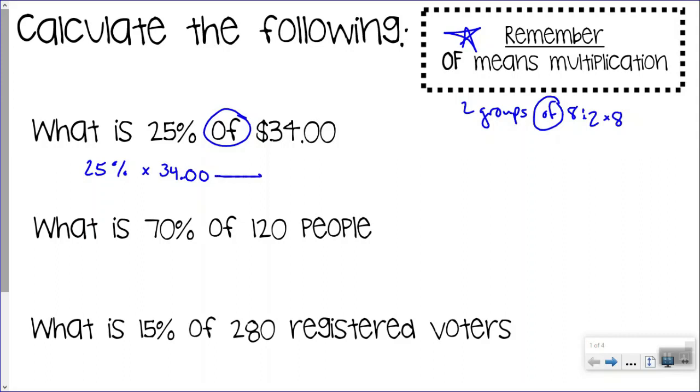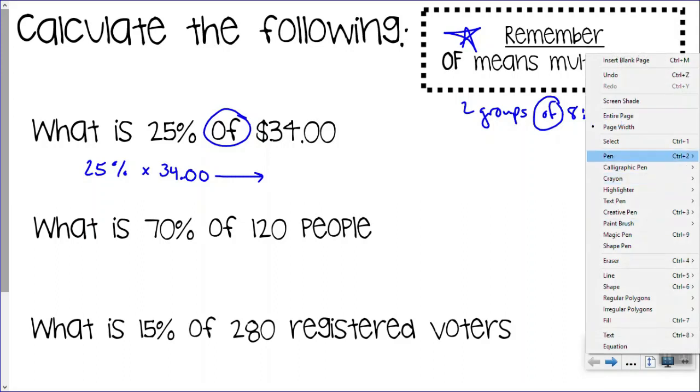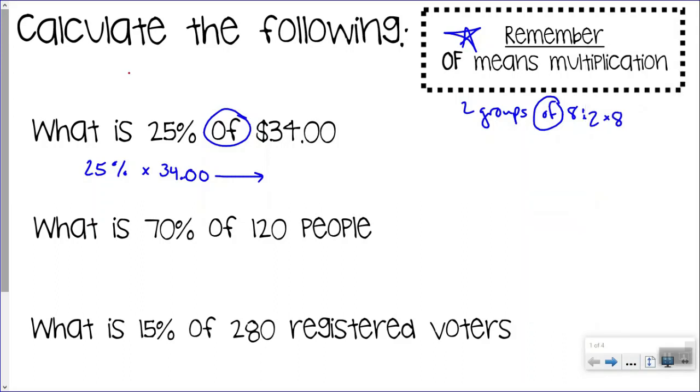Before we can do anything with the percent, we have to take it and turn it into a decimal. Remember that we do this using our D2P rule. So if I have my percent and I want to turn it into a decimal, I move 2 spaces to the left. My decimal point, if it's not written, starts right by the percent sign, so we move 2 spaces to the left. So now we have 0.25 times $34.